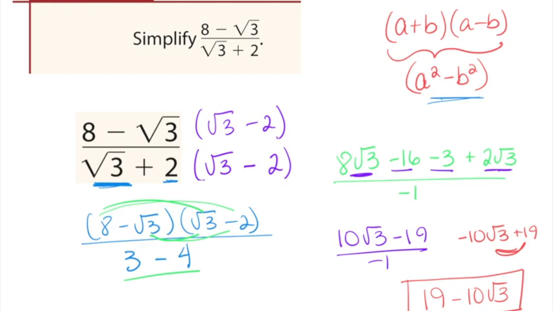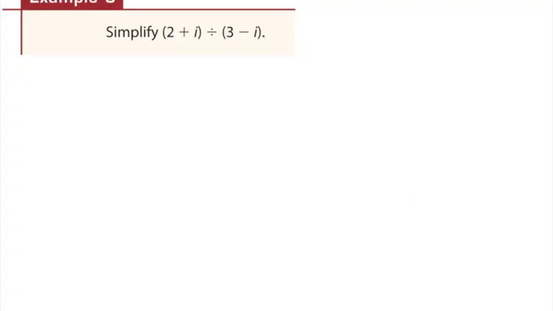And you actually do the same thing for imaginary numbers. We're getting ready to do an imaginary number as well. So when you have a radical in the denominator that has a plus or minus, you're going to use this concept of conjugates. Let's look at this last example, example 5. I'm going to rewrite this like a fraction. I have 2 plus i on the top, 3 minus i on the bottom.